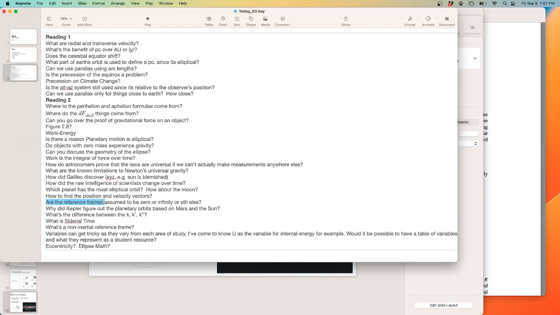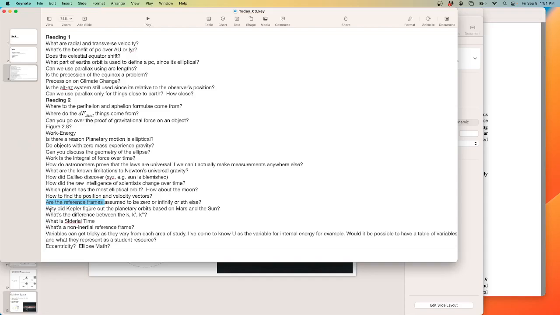The reference frame that you're in is really a mathematical convenience for the most part, but they're not all the same. Some reference frames are different. If your reference frame is spinning, it doesn't work the same as a reference frame that's just sliding. We don't need to go too deep down that rabbit hole yet, but I wanted to put some.